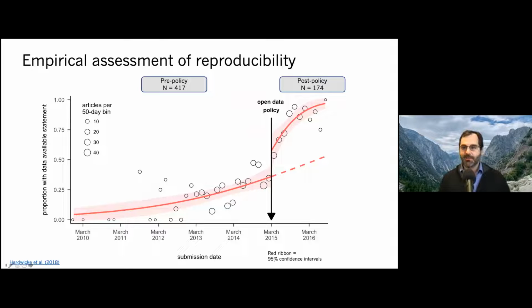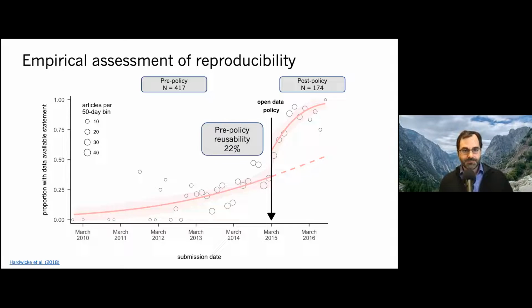So the first aim of the project was to look at how in principle reproducible the results were from these papers. So we took a random sample of papers from before the policy, about 400 of those, and then all 200 or so of the ones that were published after the policy. And we looked at their data availability, whether the data were complete and reusable, and whether they were well enough documented to be in principle used again.